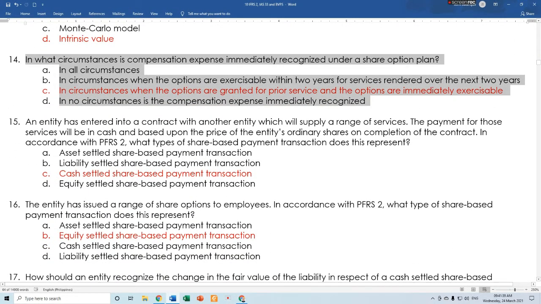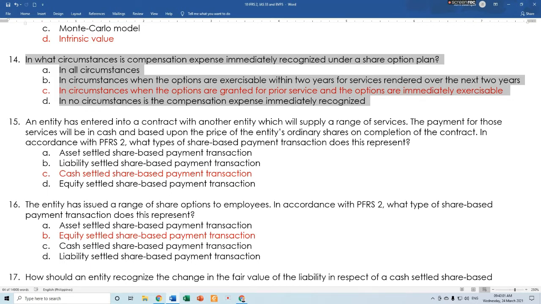14. In what circumstances is compensation expense immediately recognized under a share option plan? Okay, the answer is letter C. In circumstances when the options are granted for prior services and the options are immediately exercisable kasi nag-vest na. Okay? So, yun yung letter 14 natin, letter C.